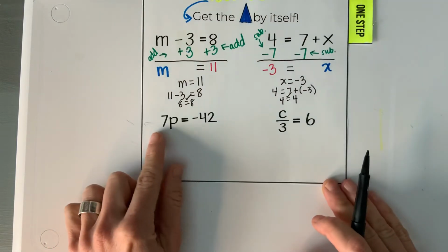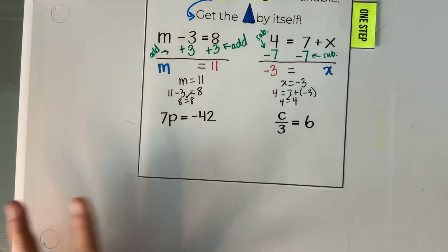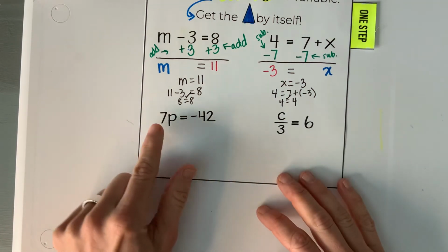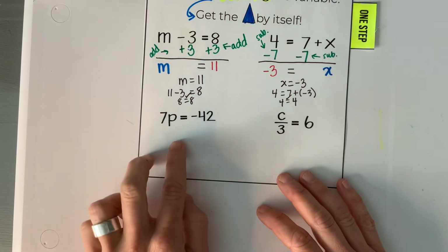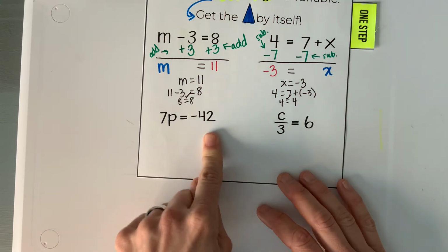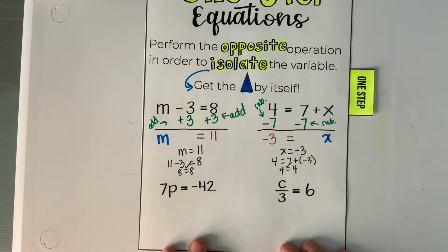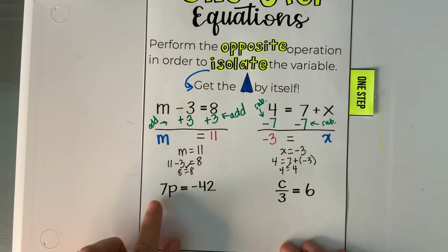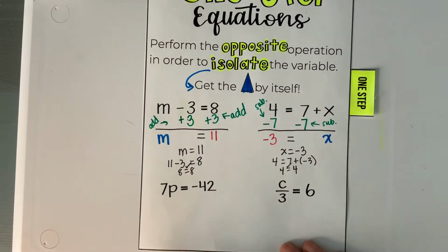All right, the next one, we have 7p equals negative 42. Okay, so let's think. What is this representing? So 7p, that means 7 pawns. So I have 7 little pawns lined up on this side equals, and then I have a negative 42 number cube. If I have 7 pawns over here, that means 7 groups of pawn, or 7 times p, or 7 times pawn. So I need to do the opposite operation. So I need to divide by 7, because right now that's multiplying by 7.